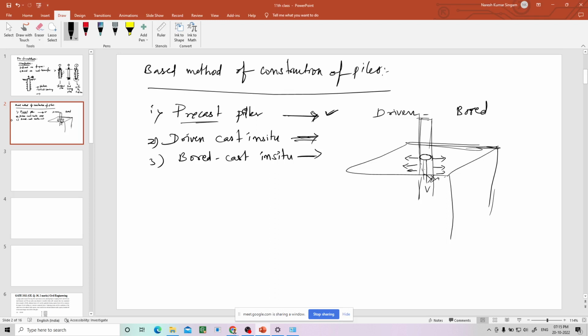And driven cast in situ, by name itself, we can say it is a driven pile. And also, it is said that it is being constructed at the site. In situ means directly at the site. How is it possible? Can anyone tell? You should drive the pile, but you should construct the pile directly here at the site. Cast in situ means you are constructing directly at the site, not at the workshop. Any idea?